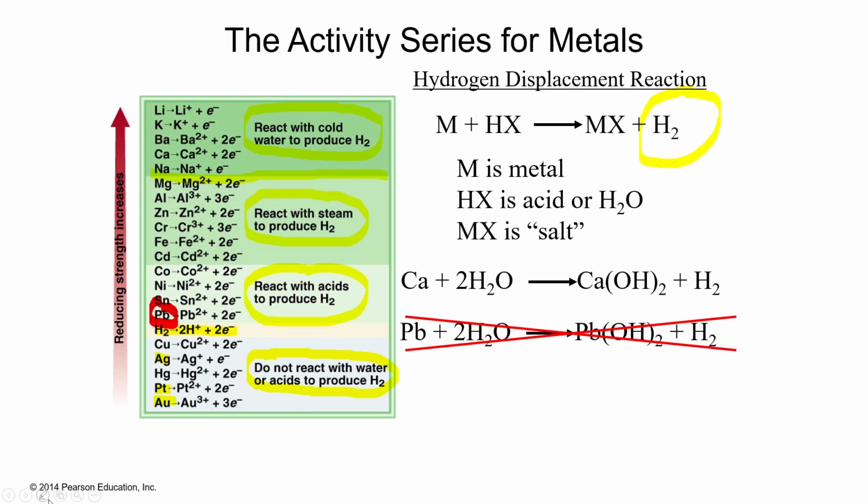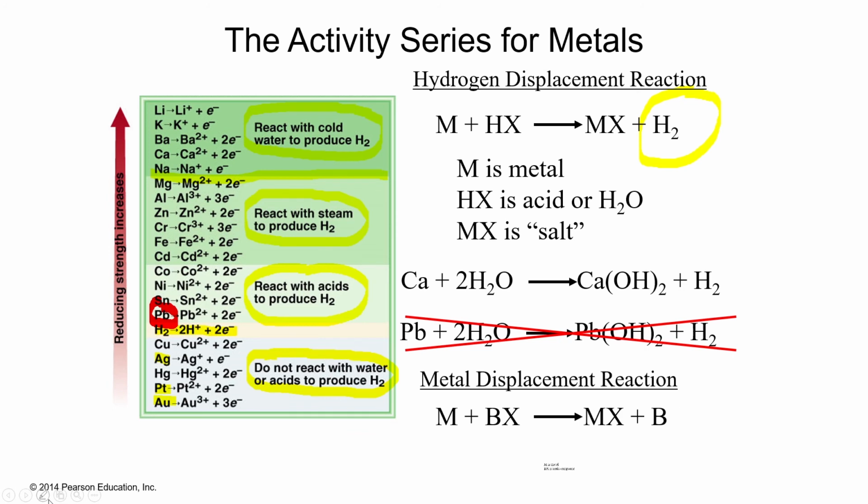Now, the other interesting thing we can do with this chart is predict whether metal displacement reactions will happen. So in a metal displacement, we're going to take the metal M, but this time we're going to react it with an ionic compound, where B is the cation, and of course the cation is going to be a derivative of one of these same metals that we have on the chart. And what we're asking is, can the incoming metal M displace the metal B?